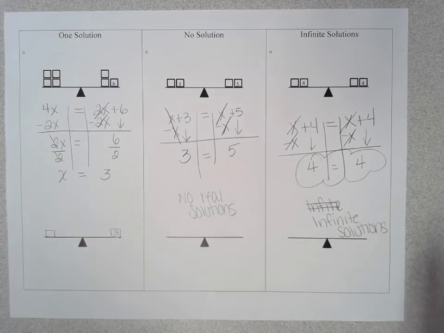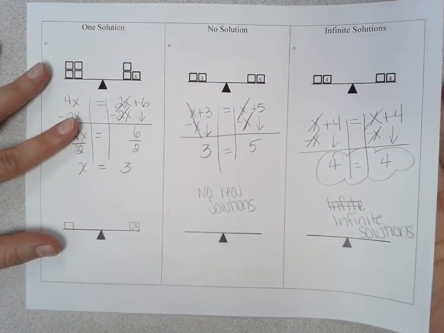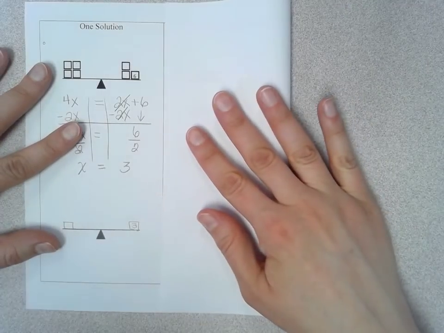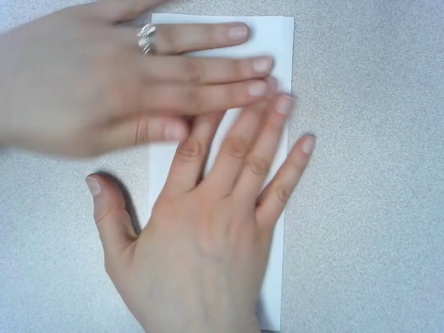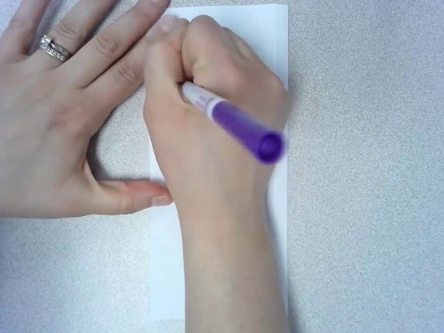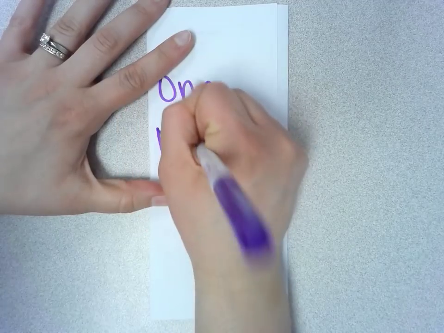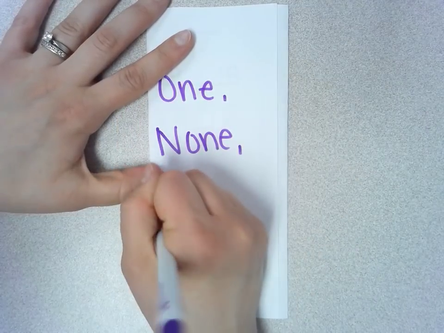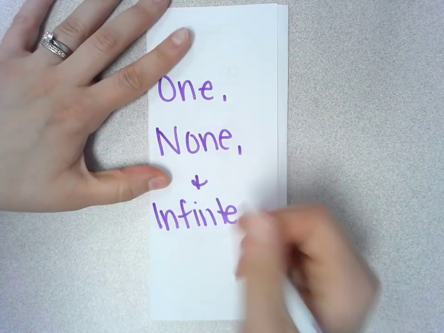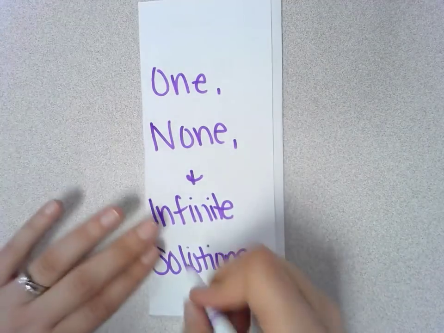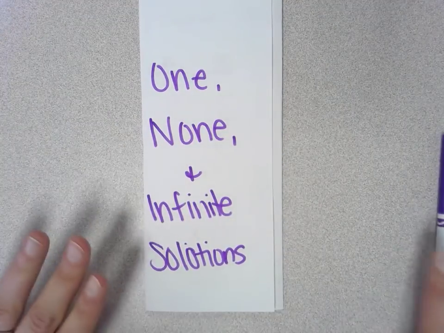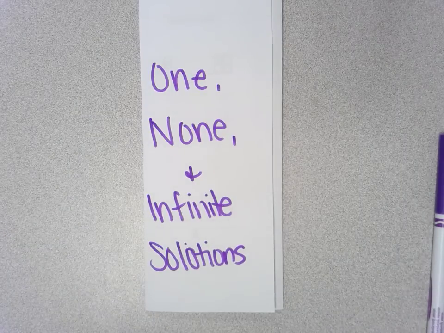Okay, so what I'd like you to do, we're going to create a pamphlet. We're going to right fold into the line, left fold into the line. And then what I would like you to do is write on the top 1, none, and infinite solutions. Okay, go ahead, put this into the pocket of your notebook. We can glue this in tomorrow.